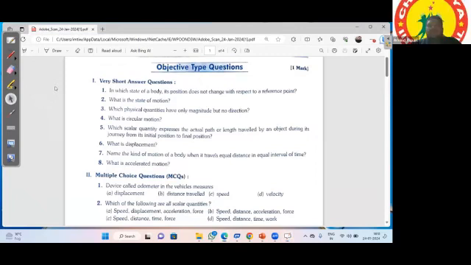Name the kind of motion of a body when it travels equal distance in equal intervals of time. So what type of motion is it called? Uniform motion. Uniform motion. Okay. Then what is acceleration? What is accelerated motion?